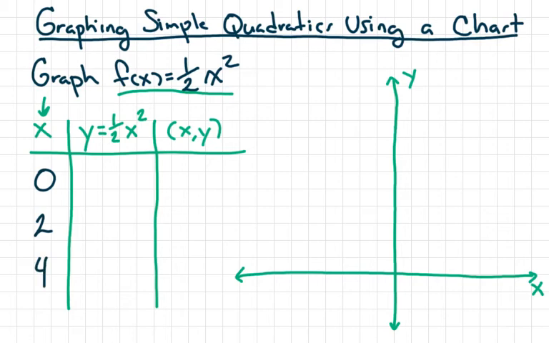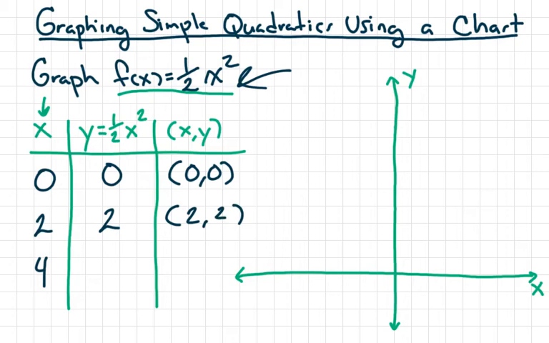So if I choose these, let's do the math here. 0 squared is 0. 0 times 1/2 is 0. So our point is 0, 0. That's our vertex, right? We already knew that from looking at the initial problem. Okay, 2. 2 squared is 4. 1/2 of 4 is 2. So 2 comma 2 is going to be another point. And we have 4. 4 squared is 16. 16 divided by 2 is 8. Okay, so then we're going to have the point 4, 8. Let's plot this.